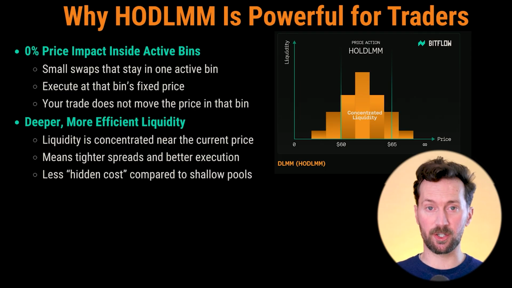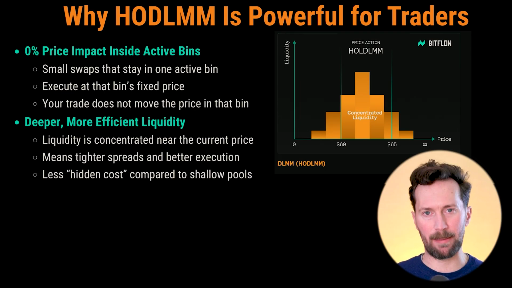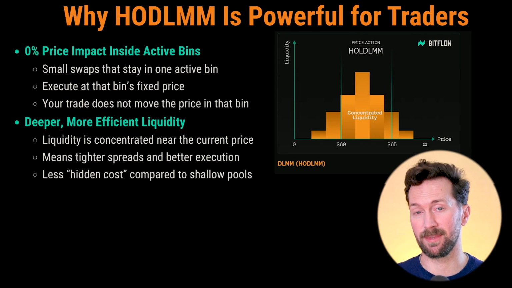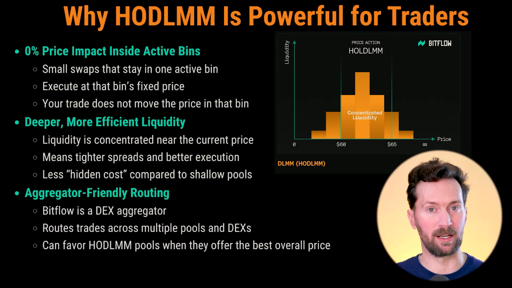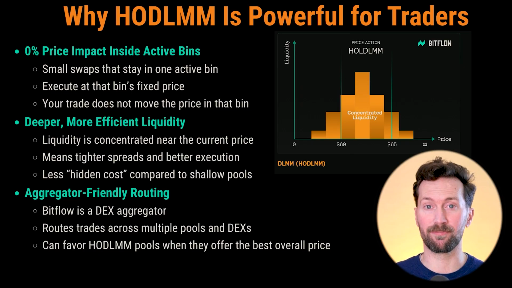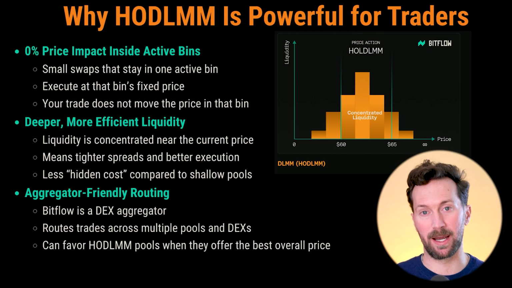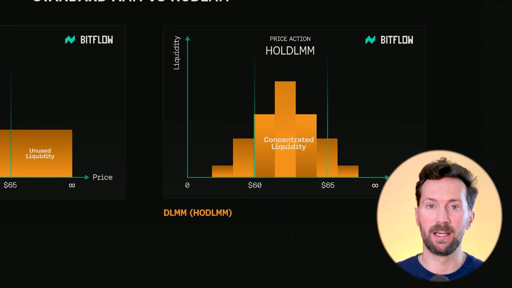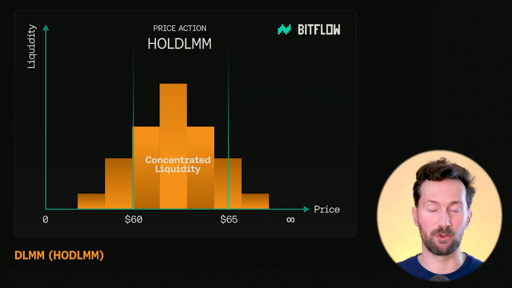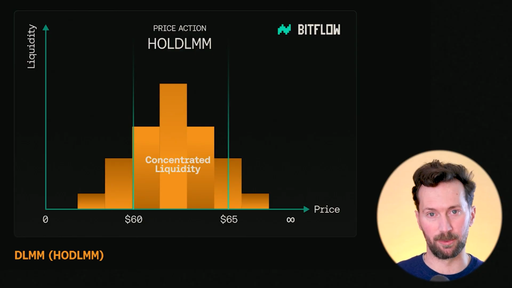2, deeper, more efficient liquidity. Because LPs can concentrate their liquidity where trading actually happens, you end up with more usable liquidity near the current price, which usually means tighter spreads, better execution, and less hidden costs for traders. And 3, aggregator-friendly routing. Bitflow is a DEX aggregator, so it doesn't just use one pool. It can route trades across multiple pools and DEXs, and it can favor HODLMM pools when they offer the best price and the best execution.